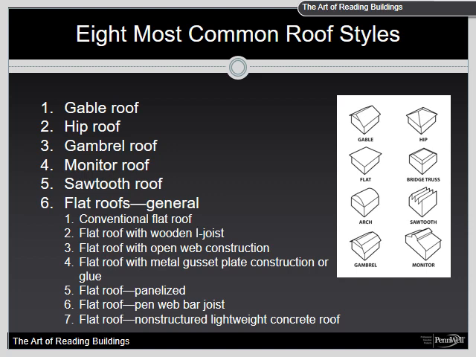Flat roof with metal gusset plate construction or glue. This type of truss is the most common type of lightweight truss, and it is a favored method of roof construction for both residential and commercial structures, large and small, across this country. Trusses for roofs are constructed in a wide variety of styles, but all of them share common features.